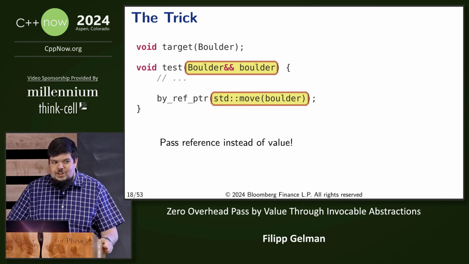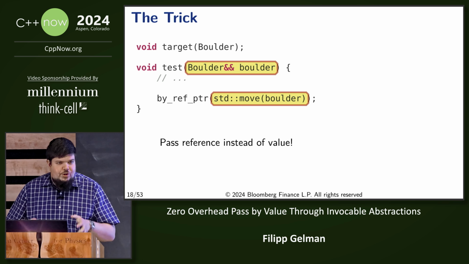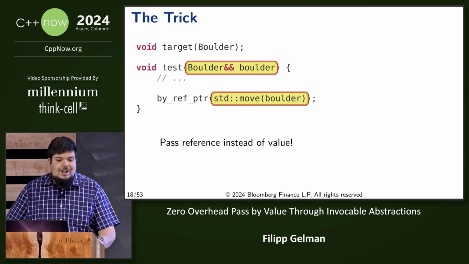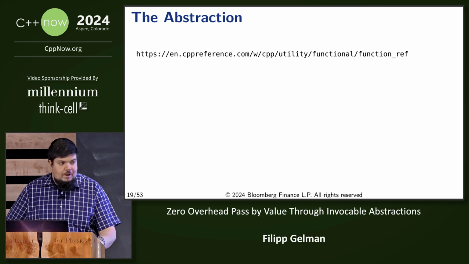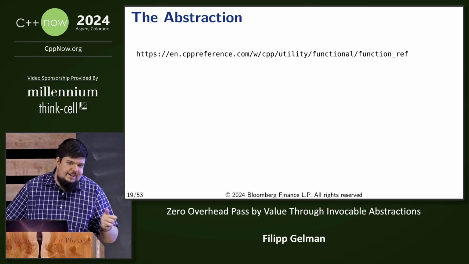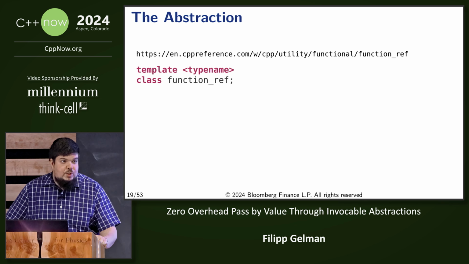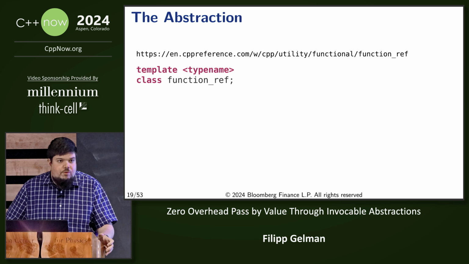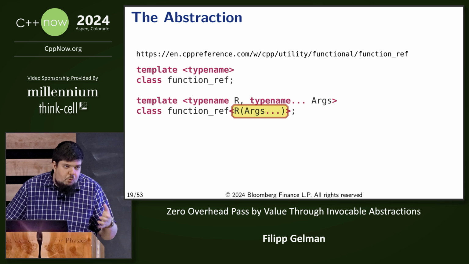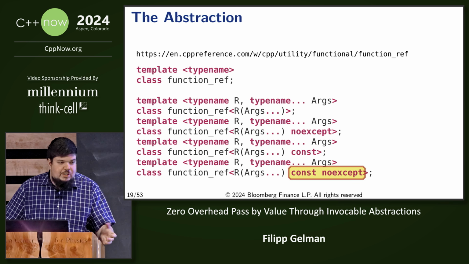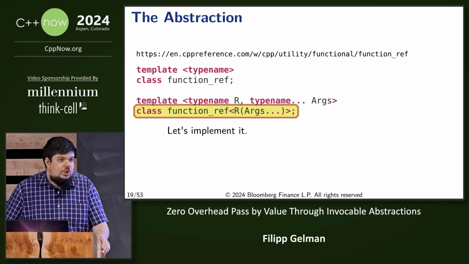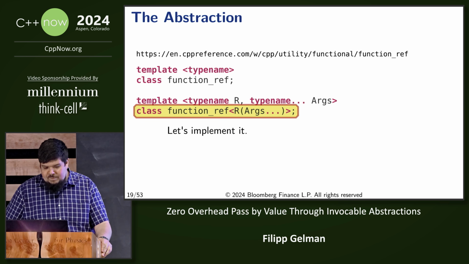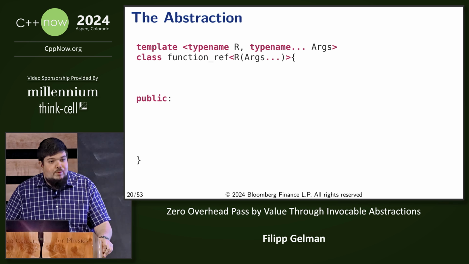The rest of my presentation is going to be just using the scripts to implement an abstraction that wraps it up nicely. So let's do that. The abstraction is function_ref. I like it. It's easy. It's specified as a class of one template argument that is a function type that can be no qualifiers or const or noexcept. But let's focus on just the basic one, because really they're all more or less the same.